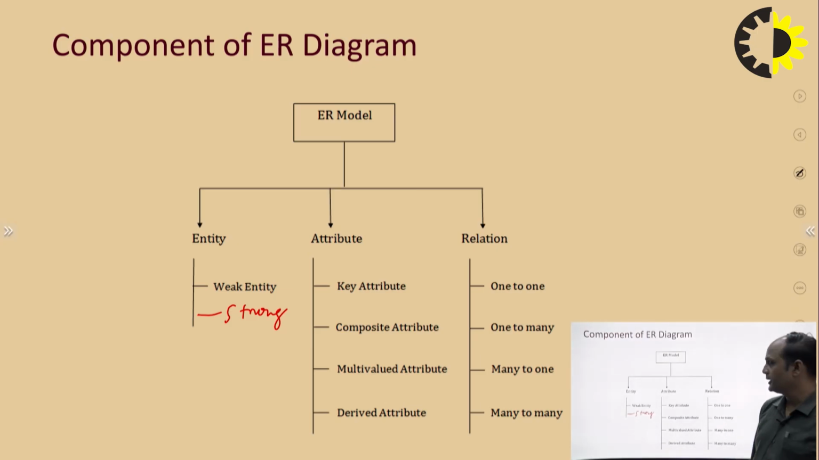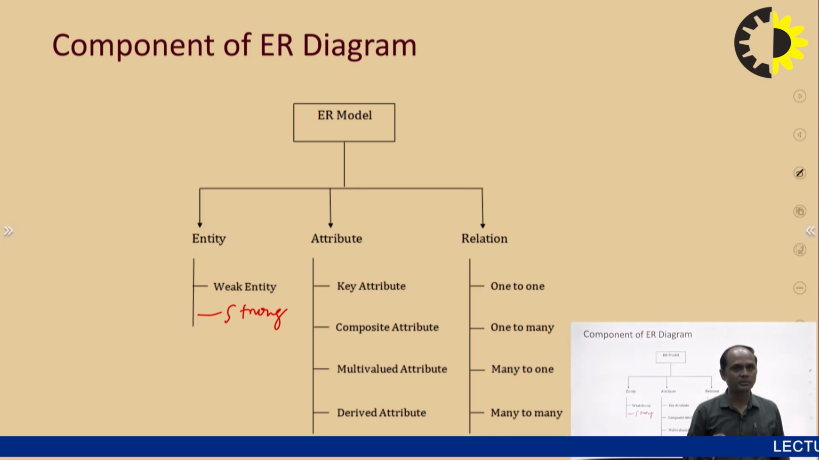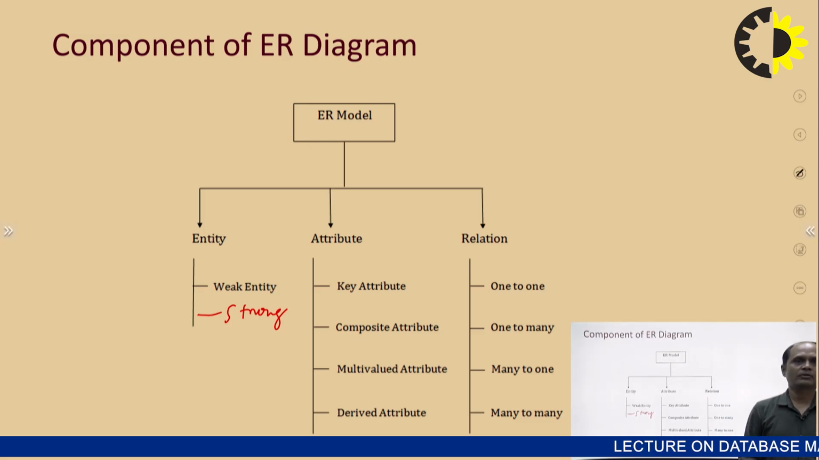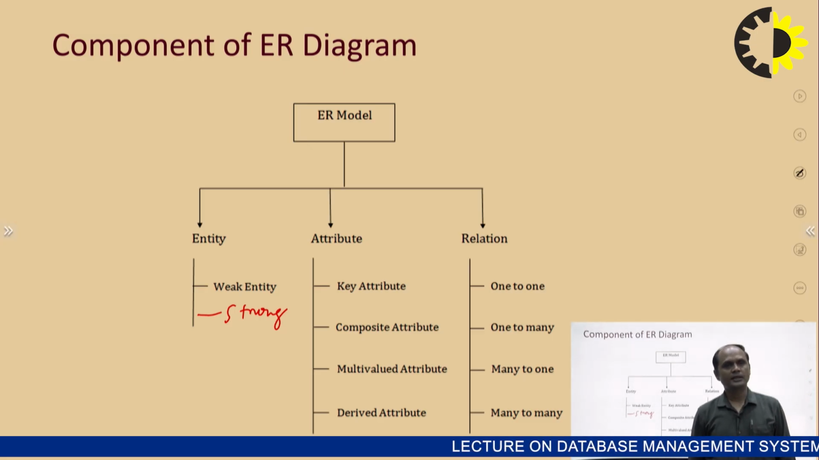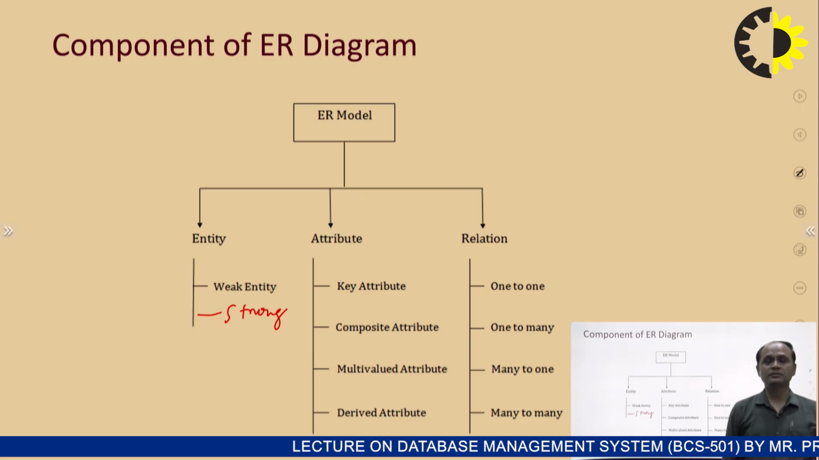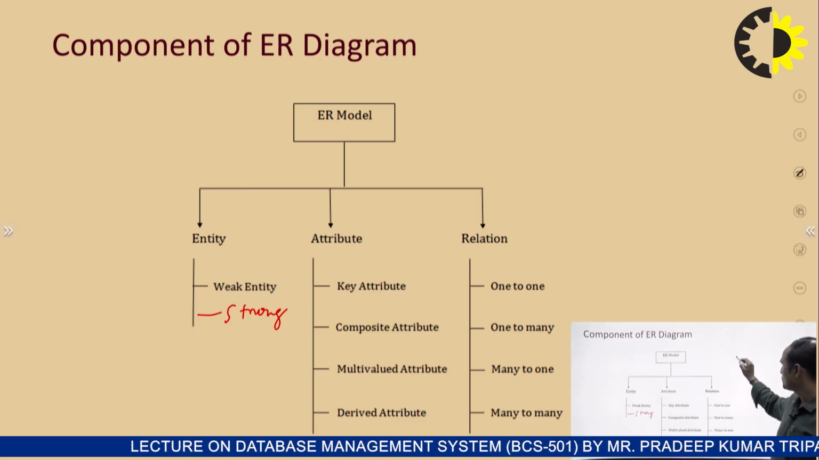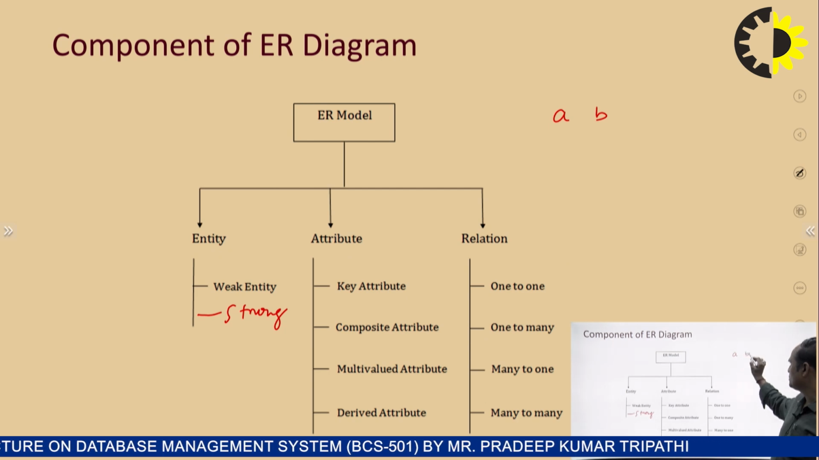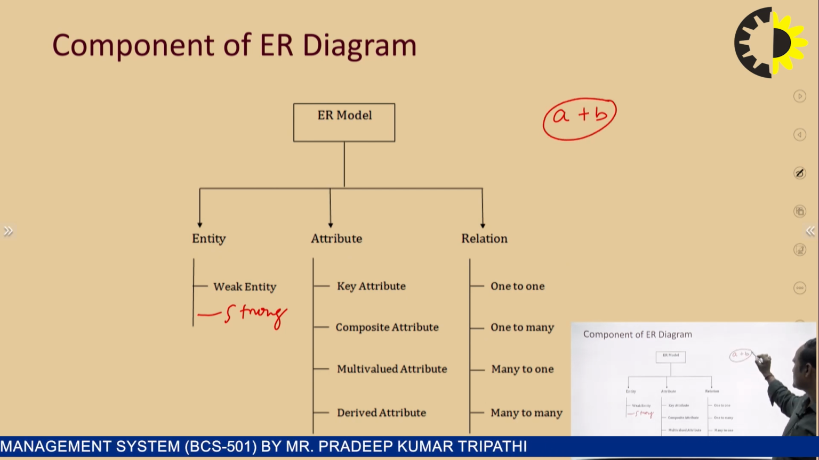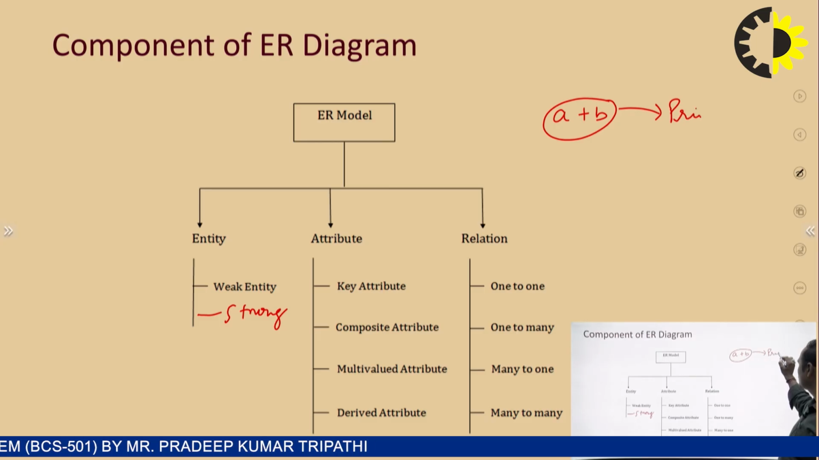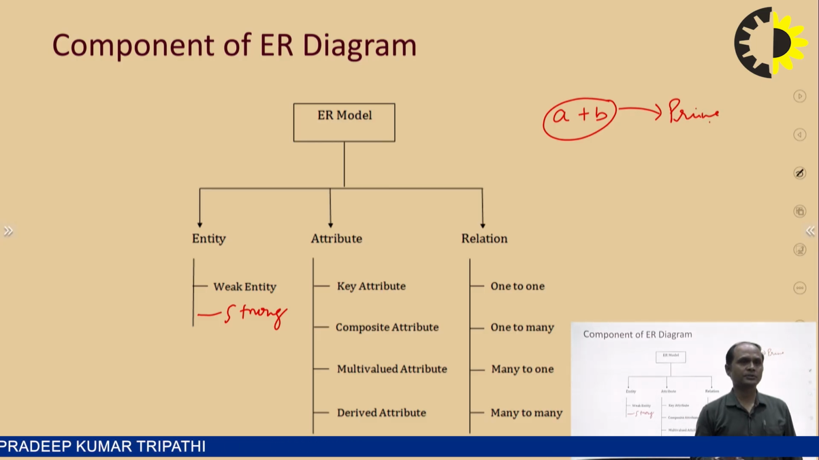Then comes the attribute. These are the attribute types that can be drawn in a particular ER diagram: attribute, key attribute, composite attribute, multi-value attribute and derived attribute. Let's discuss one by one. What is key attribute? Key attribute is the attribute that can identify the records of the table or records of the database. Composite attribute means we can combine two attributes. Suppose we have two attributes A and B. We can combine A and B as a primary attribute. It is called a composite attribute.